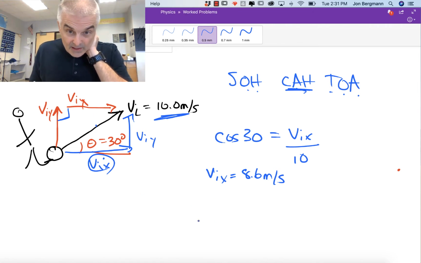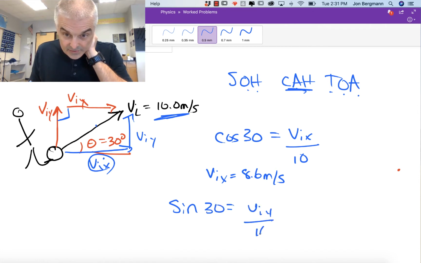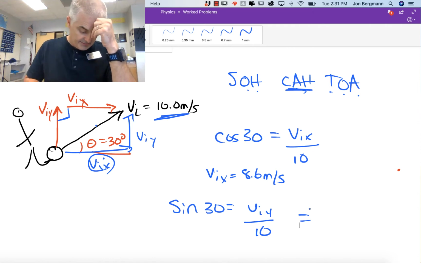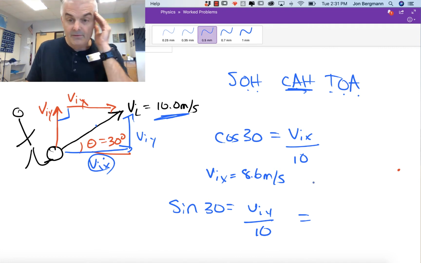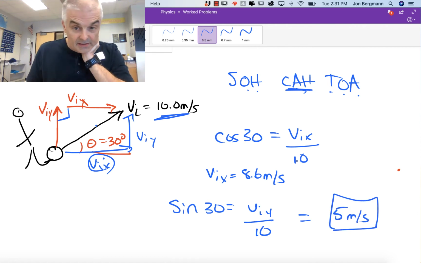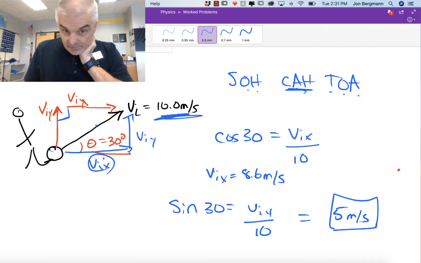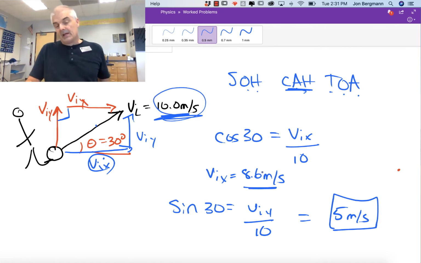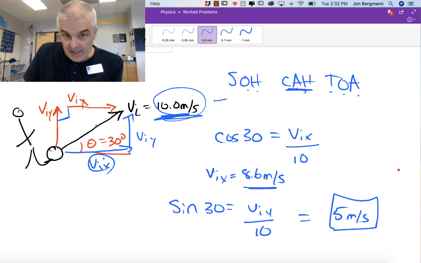And to get V_iy, sine of 30 is equal to V_iy over 10. So sine of 30 times 10, and I get 5 meters per second. So it's going up at a speed of 5 meters per second, and it's going across at 8.6. The resultant is 10. And you'll see how this will play a big role when we do these problems in class. And speaking of class, we'll see you in class.